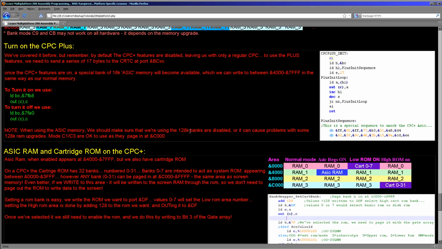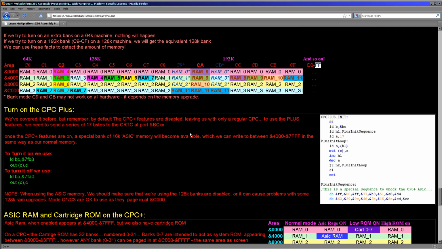So what about the CPC Plus? Well, as I've mentioned before when we were looking at palettes, turning on the CPC Plus involves sending a very random set of commands to the CRTC. Why are they very random? Well, it was intentionally obscure so people wouldn't figure it out and be able to use the CPC Plus functions if they weren't buying the license for the cartridges. But anyway, we can all use it now.